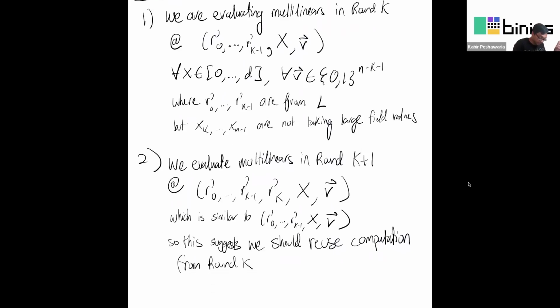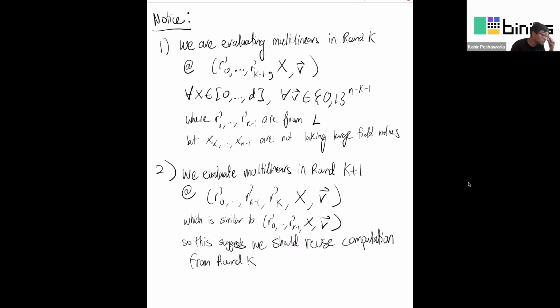So that's one observation. We can be smart. The second observation is that multilinears in round k plus 1 are evaluated over these types of points, which look very similar to these types of points. That suggests a pattern: we should reuse some computation from the previous round. These are two observations we'll exploit.